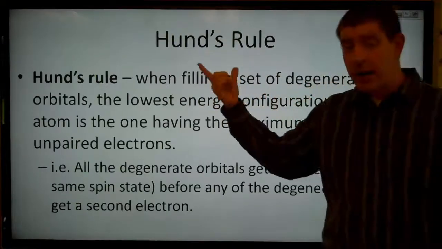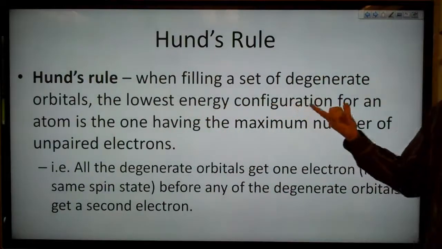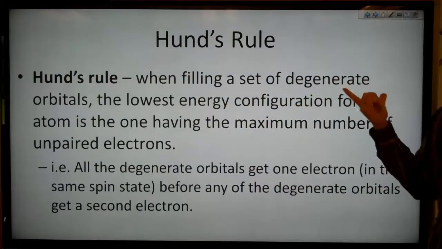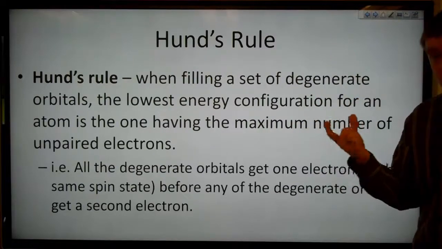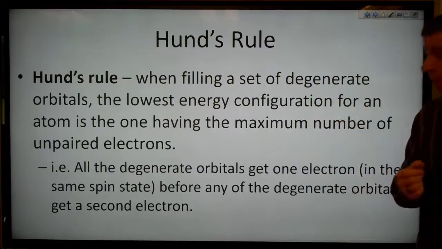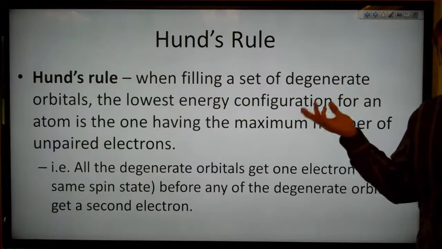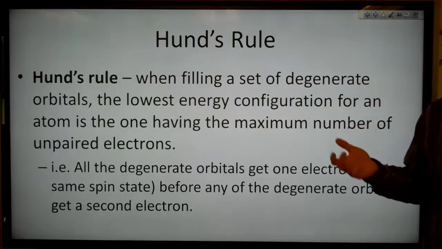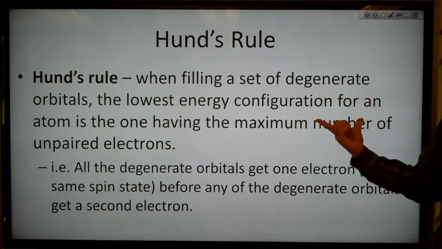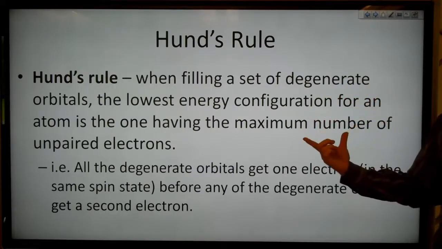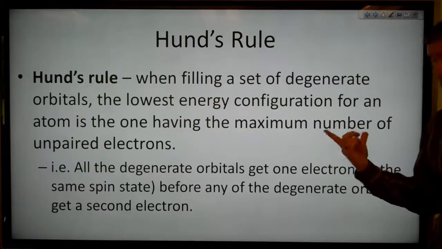So now let's look at Hund's rule. So Hund's rule says that when we fill a set of degenerate orbitals, now remember, degenerate means that they're at the same energy level, they all have the same energy. So this is something like the 2p or the 3p, 3d, something like that. So when we fill a set of degenerate orbitals, the lowest energy configuration for an atom is the one having the maximum number of unpaired electrons.